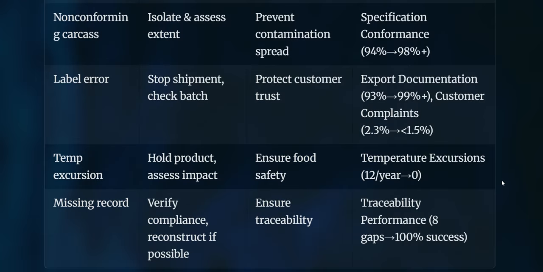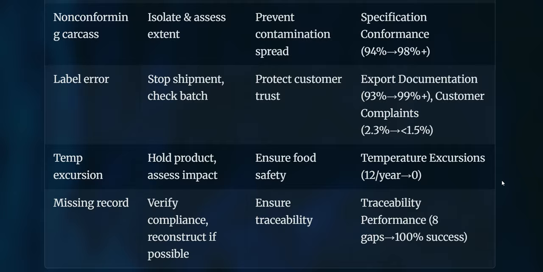Then we also have temperature excursion as a nonconformity. The immediate action required here includes holding the product and assessing the impact. The reason for doing so is to ensure food safety, always and first. And the objective we are supporting with such action includes temperature excursion elimination.